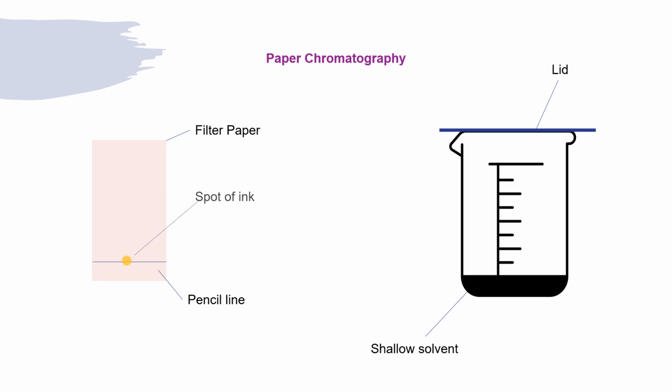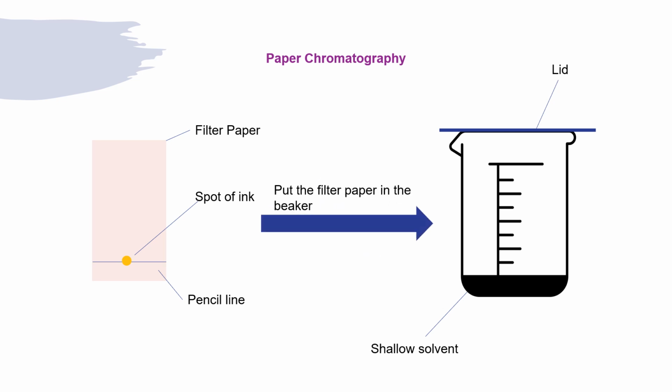2. Add a spot of ink to the line and place the sheet in a beaker of solvent. You can use water as the solvent. 3. The solvent used depends on what is being tested. Some compounds dissolve well in water, but sometimes different solvents like ethanol are needed. 4. Ensure that the ink is not touching the solvent. You don't want it to dissolve into it.